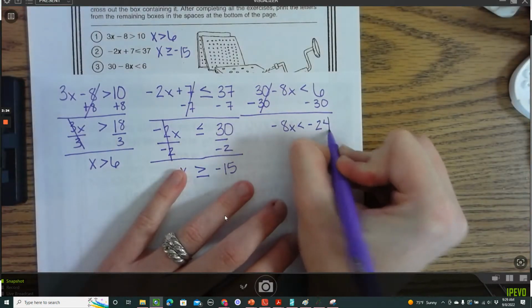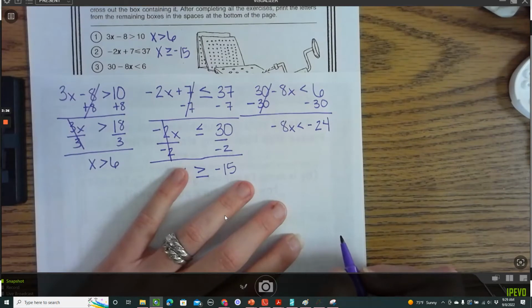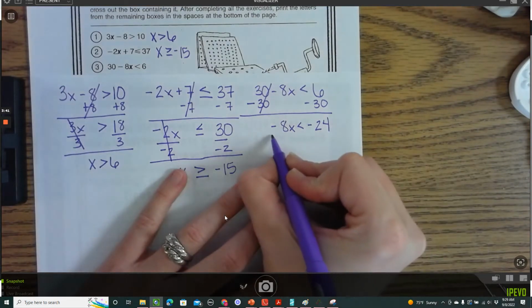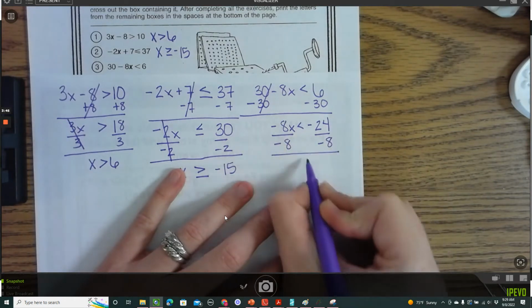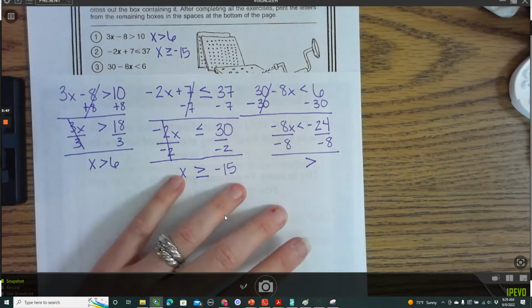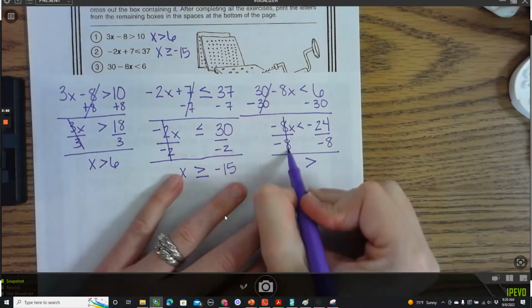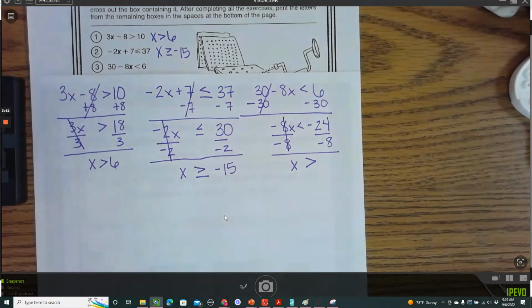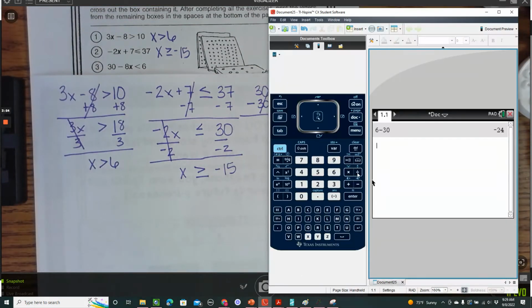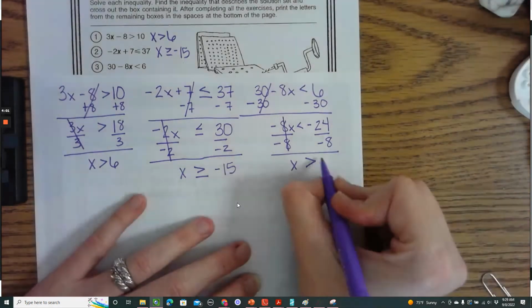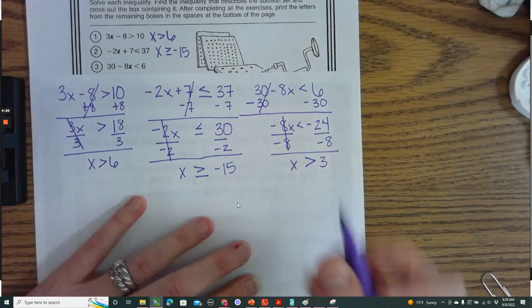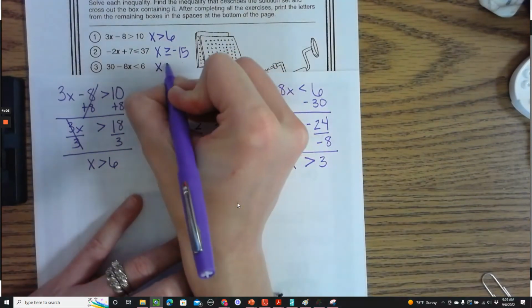Okay. And then what's the last step here? Now, what do you have to do if you divide by a negative? So that sign, I immediately, before I do anything else, I flip it so I don't forget. Cancels. Negative 24 divided by negative 8, 3. So x is greater than 3.